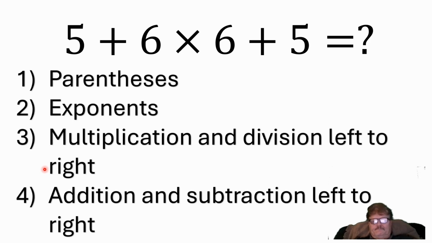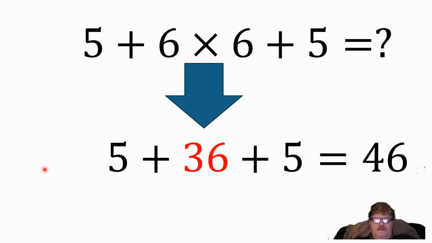Okay, so what do we do here? Well, we don't have parentheses, we don't have exponents, there's no division, but we do have multiplication. So the very first step is 6 times 6, which is 36. And then it's 5 plus 36 plus 5 gives us 46, not 71.